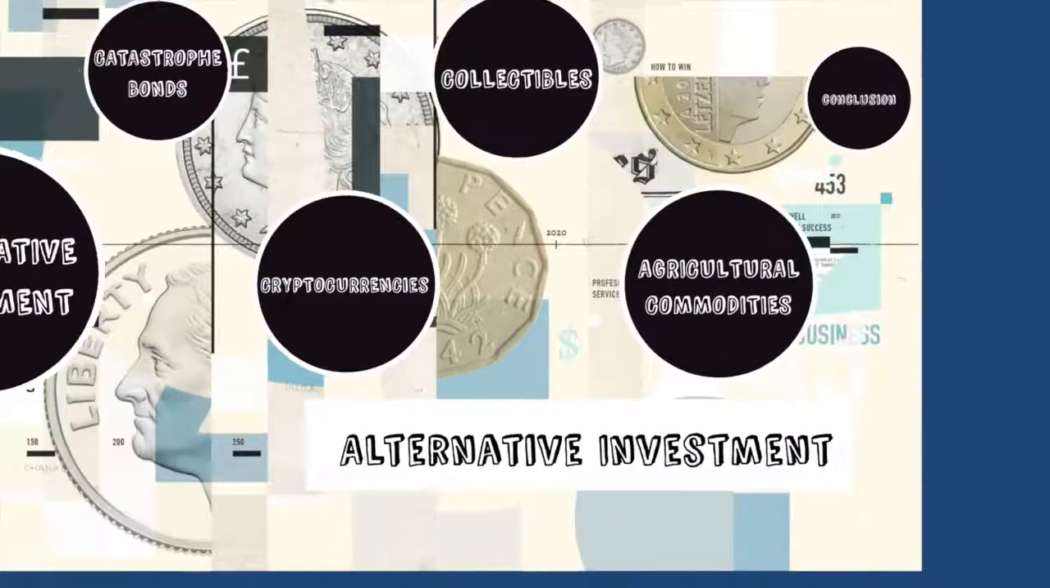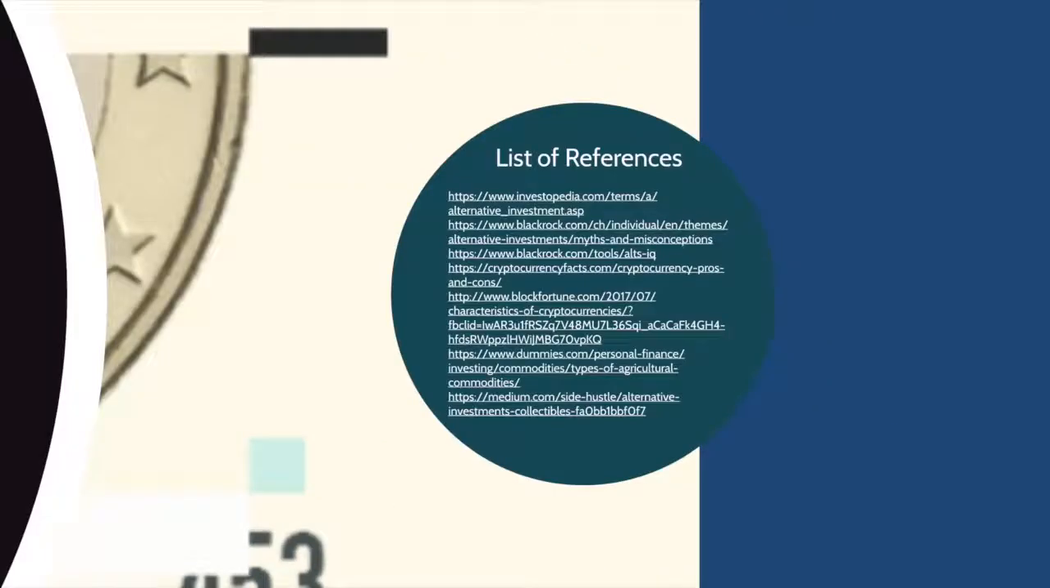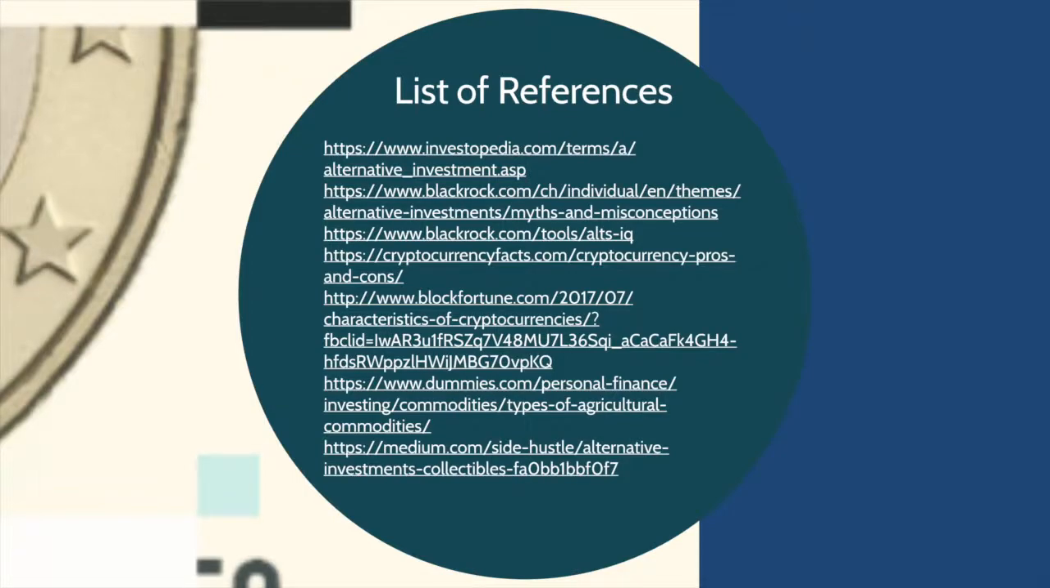In conclusion, financial service firms have recommended allocation models for clients with alternatives accounting for up to 20% of a portfolio. Of course, every investor is different and should choose alternatives that align with their distinctive goals, holding period, and tolerance for risk.